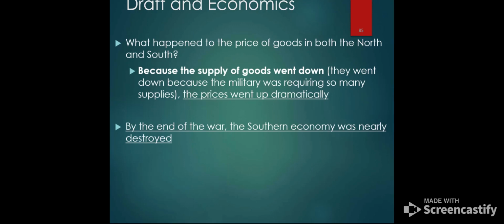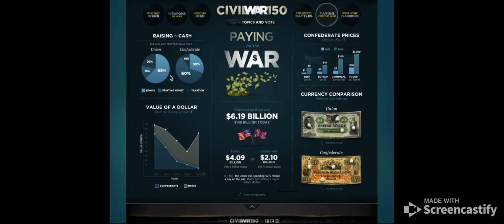Their money was worthless. They still had dollar bills, but you go to the store and those dollar bills weren't buying you anything. A lot of places in the South, by the end of the war, because their money is worthless, they're bartering for things. So we'll close this down by showing you this. I know it's a little bit hard to read. This is showing you how each side raised money. This is the North side, this is the South. You can see the North side, 65% of their money came from bonds, which is a great way to raise money. And then 15% was through printing money, 20% was through taxation. Meanwhile, the South, 60% of their money that they raised was through printing money.